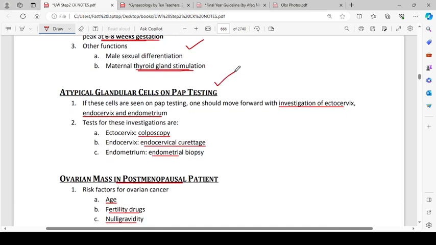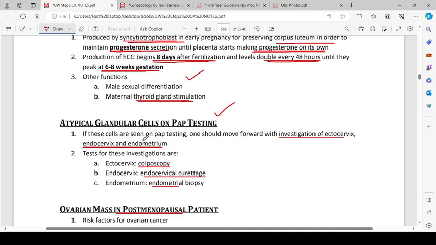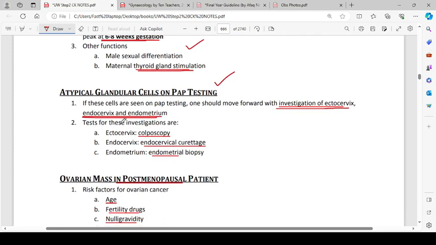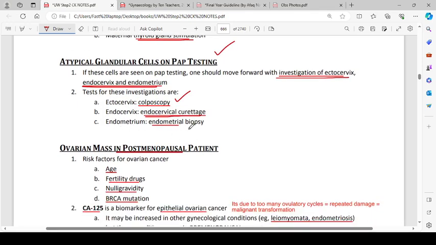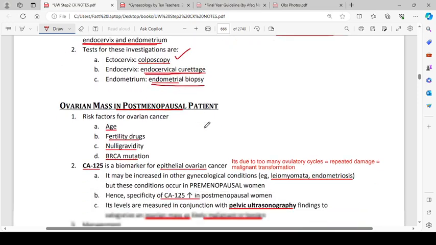Atypical glandular cells on Pap testing. If these cells are seen on Pap testing, one should move forward with investigation of the ectocervix, endocervix, and endometrium. Tests for these investigations are colposcopy for the ectocervix, endocervical curettage, and for the endometrium we do endometrial biopsy.